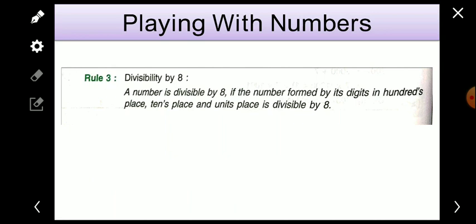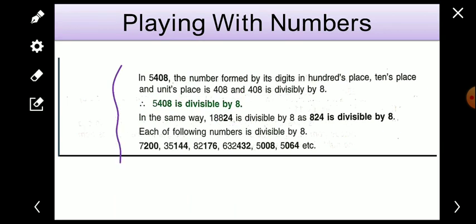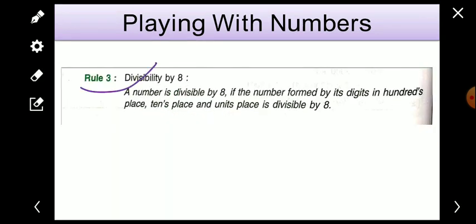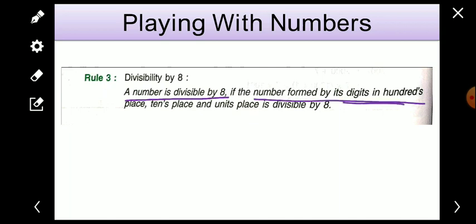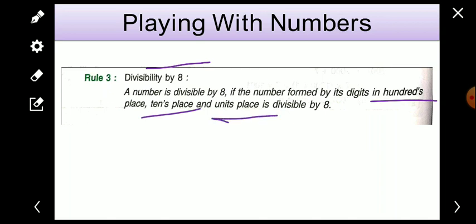Now, divisibility by 8. What is the rule for checking whether a number is divisible by 8 or not? A number is divisible by 8 if the number formed by its digits in the hundreds place, tens place and unit place is divisible by 8. In divisibility by 4, we learned that the number formed by the unit digit and tens digit should be divisible by 4, but here we'll take 3 digits: the hundreds digit, tens digit and unit digit. If the number formed by these 3 digits is divisible by 8, then the number will be divisible by 8.